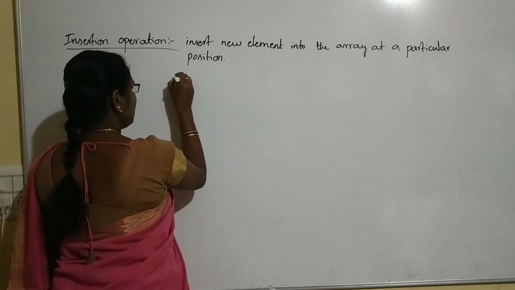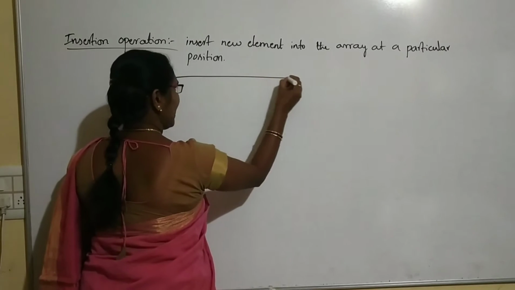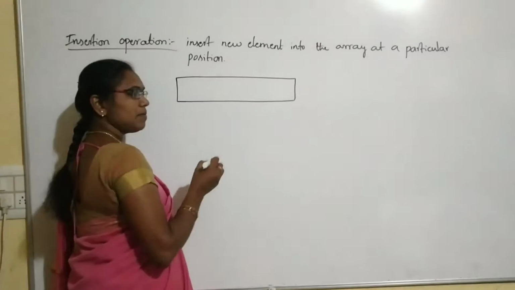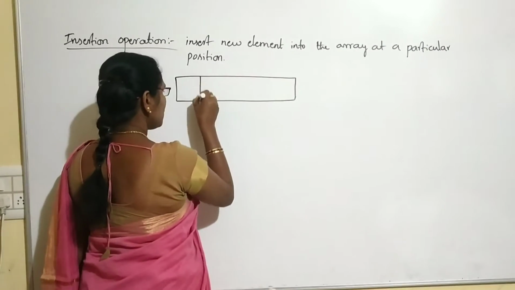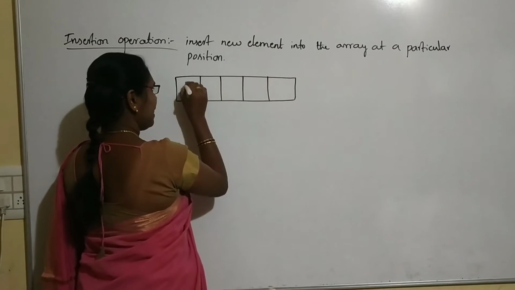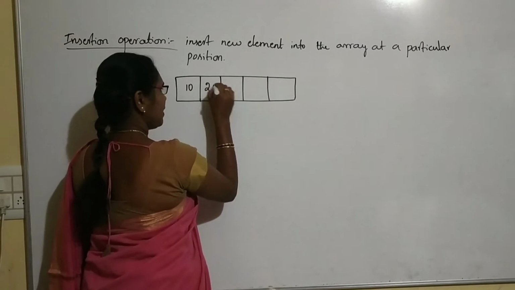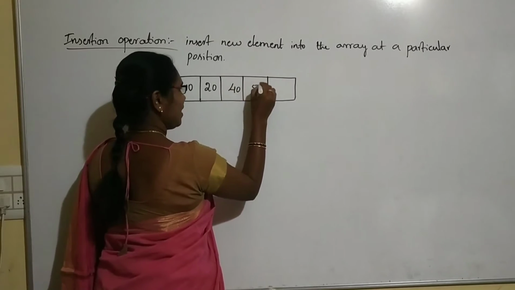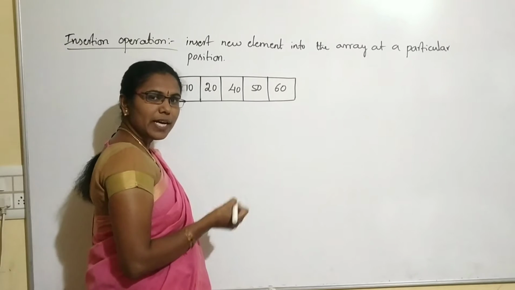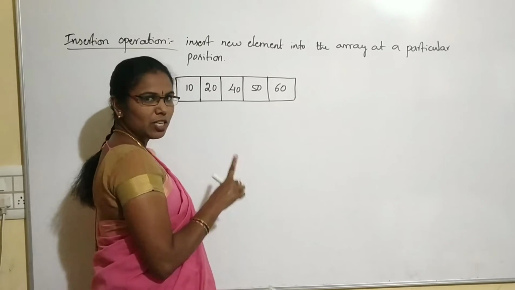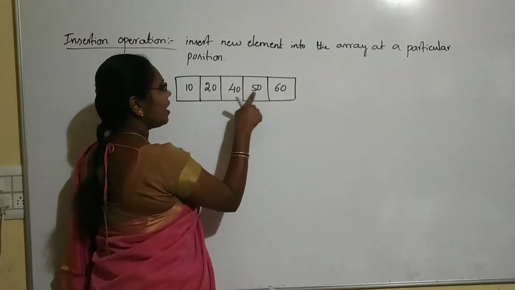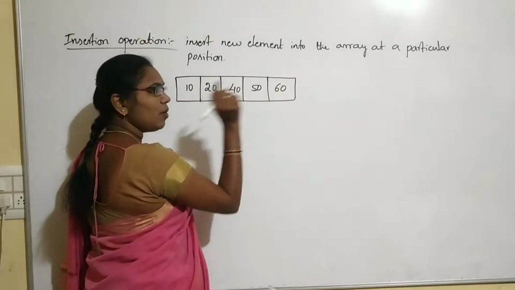An array A of 5 elements. So this is the array. I will give the maximum size of the array as 5 and store 5 elements in the array. The elements I will take are 10, 20, 40, 50, 60. You know, in an array the elements are stored in contiguous memory locations. Contiguous memory location means the elements are arranged one after the other from beginning to end.